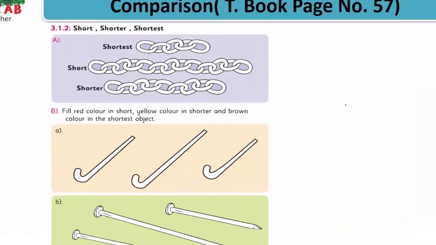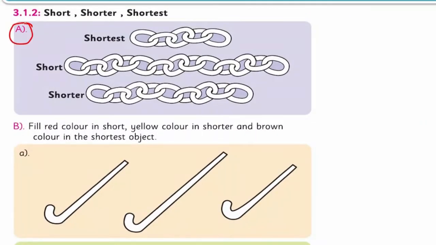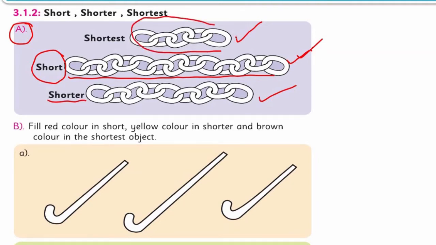Students, in part A, example, look at the given chains. The longest chain which we have, we call it short. The chain smaller than the longest chain but greater than the smallest chain is called shorter, according to the length. At the end, the smallest chain, smallest meaning according to length, is called the shortest chain.